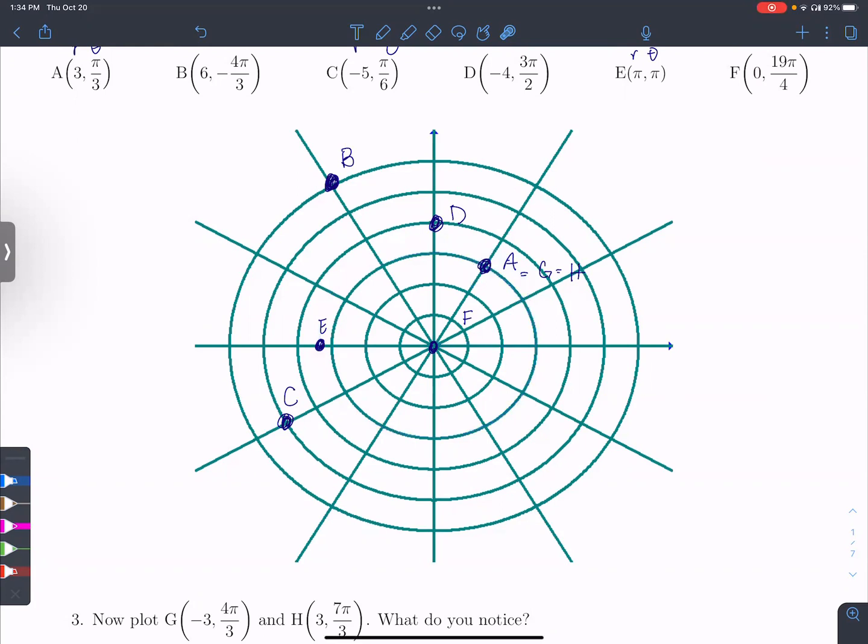So the point here is that there are lots of different ways to travel in polar coordinates to the same spot. There are infinitely many representations of the same point. And so that can make things kind of confusing. And we'll see a little bit of that come up in section 6.4.